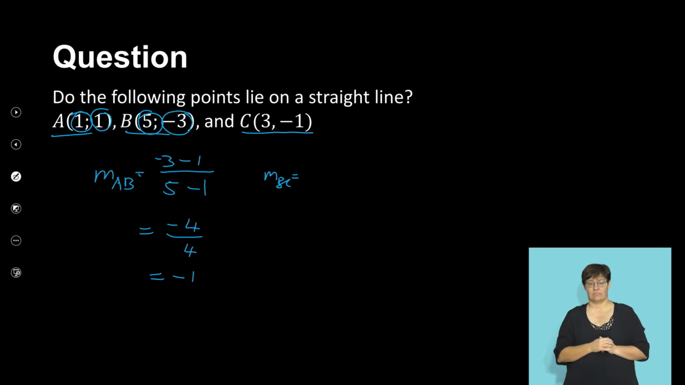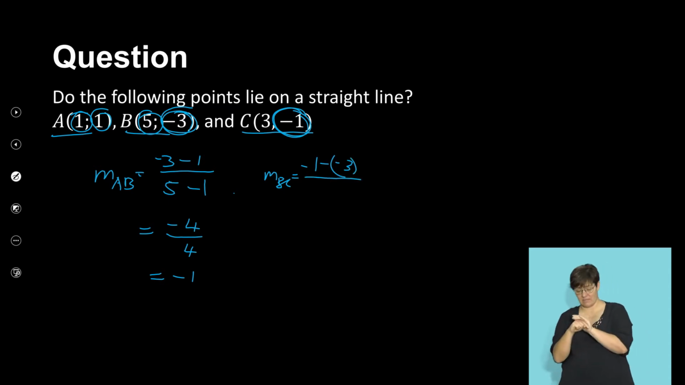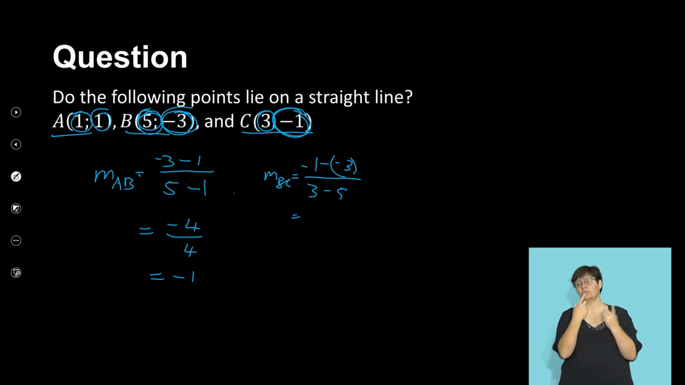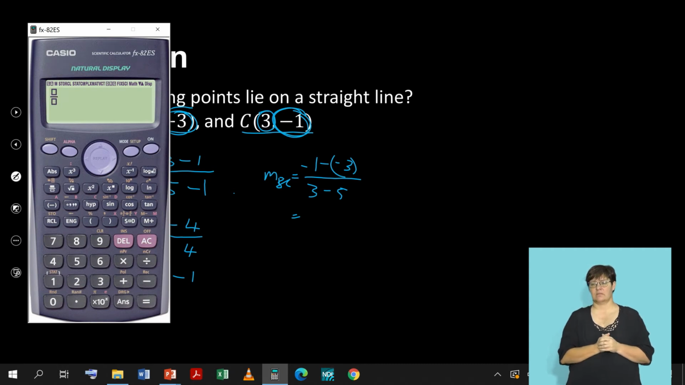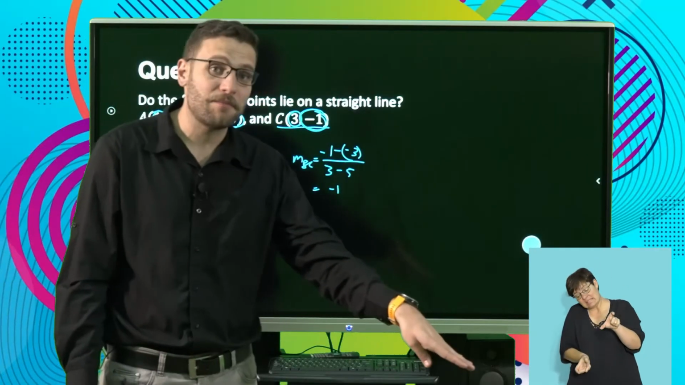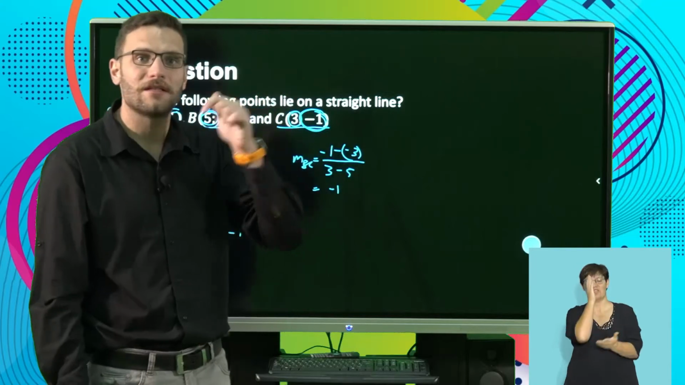Now, let's look at the gradient of the second one. I'm going to go the y value of the second point minus the y value of the first point. So it's going to be minus 1 minus 3. Again, crucial. If I'm subtracting a negative value, I'm going to put that in brackets. And then I'm going to go the x value minus the x value, 3 minus 5. Let's actually do that on our calculators, make sure that we get that right. So I'm going to go minus 1 minus 3. And at the bottom, I'm going to go 3 minus 5. And what do I get? I get a gradient that is also equal to minus 1. And so the steepness on the first section was the same steepness as the second section, and therefore I can definitely say this is a straight line.